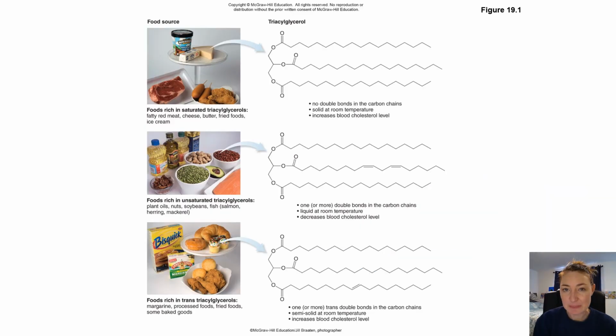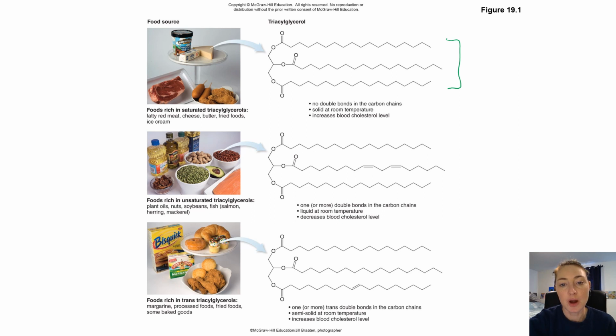We've talked about this a bit when we've talked about triacylglycerols, but I think it's important to bring the point home on saturation versus unsaturation for our lipids. Foods that are rich in saturated triacylglycerols, when we say saturated, we mean they have all single bonds. They're maxed out on hydrogen, so there are no double bonds. These foods are typically your fatty red meats, cheese, butter, fried foods, ice cream, all the things that we love in life and we're not supposed to have.